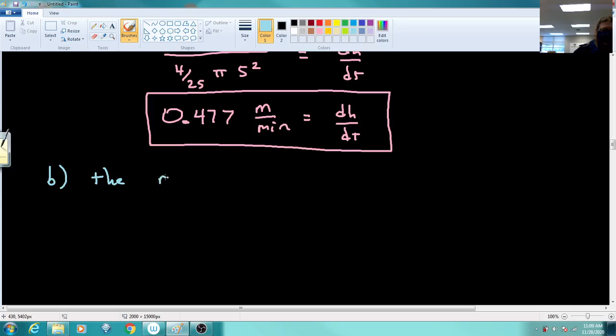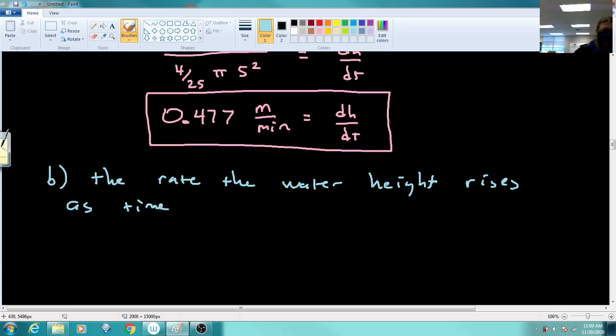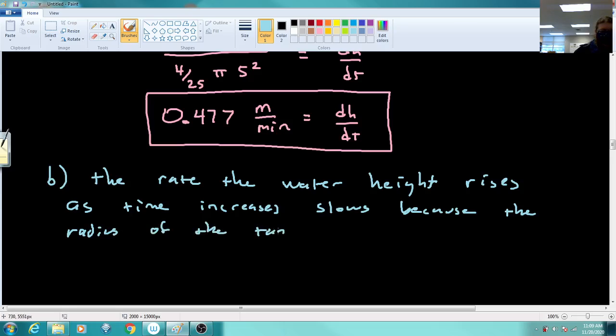So we'll say the water height rises as time increases, slows because the radius of the tank increases as the water height increases.